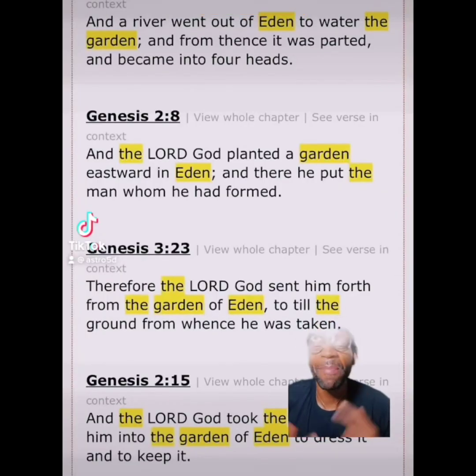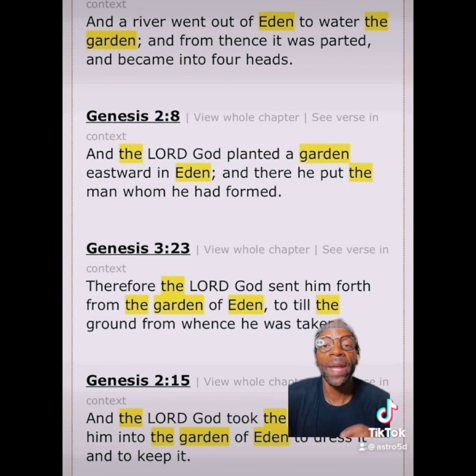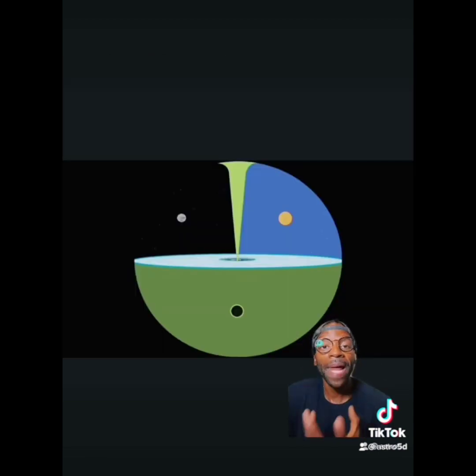Primeval Waters, part 27. Let's get into it. Okay, so now we're going to tap into Genesis chapter 2, verse 10. And a river went out of Eden to water the garden, and from thence it was parted and became into 4 heads, as pictured here. It's parted and it goes out to 4 heads. And in the center, you have a black sun emanating virile energy.